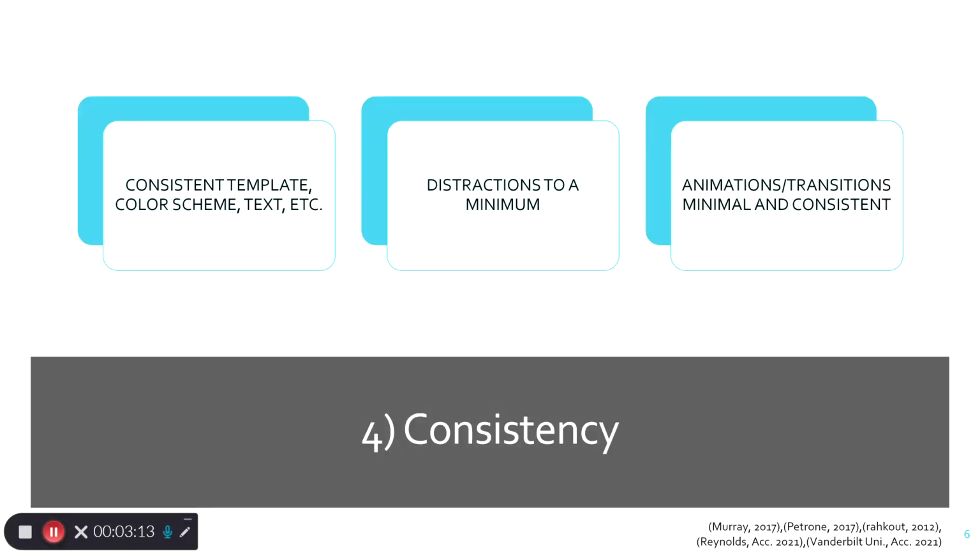Number 4 is consistency. You want to use a consistent template and color scheme and text. This helps to prevent and minimize those distractions. It helps ensure that your audience gets to know what to expect as you're going through. Also, if you're using animations or transitions, you want to keep it minimal and you want to keep it consistent. So don't use a different transition for each slide. Use the same transition throughout your entire presentation. And again, this just helps ensure you're not overwhelming your audience.